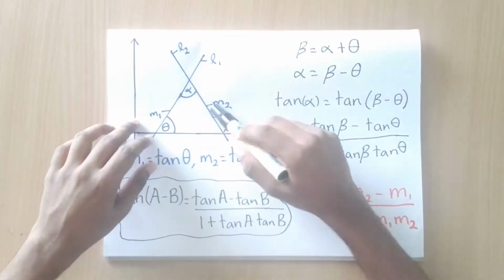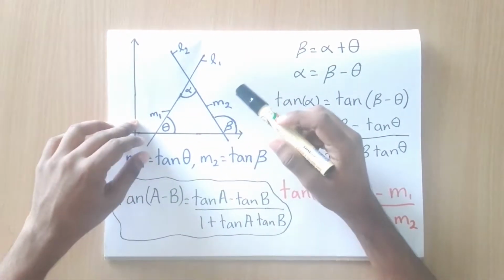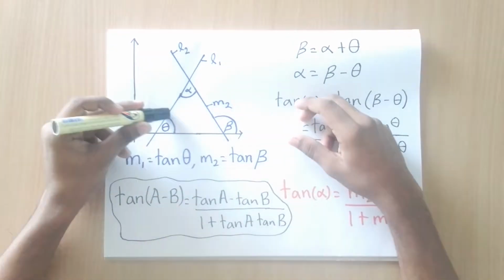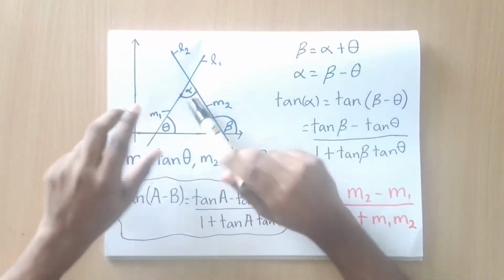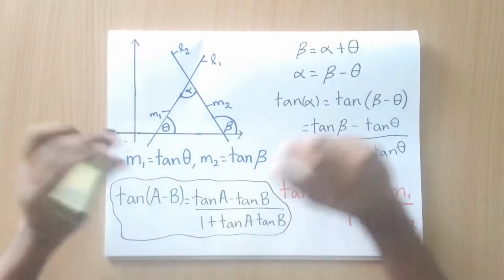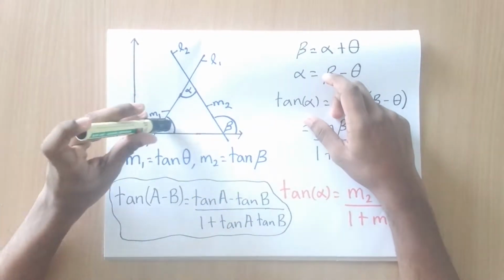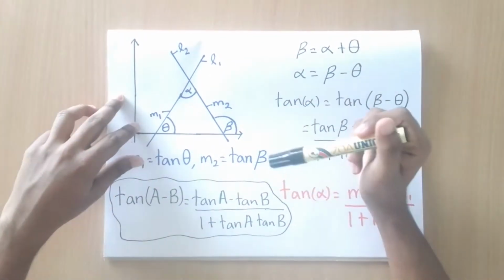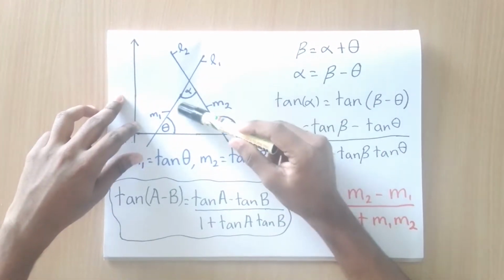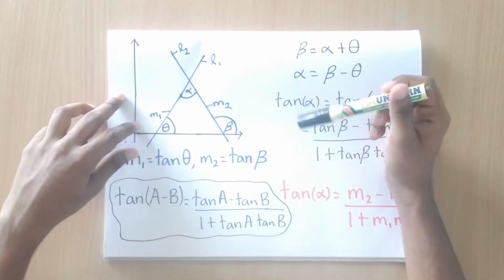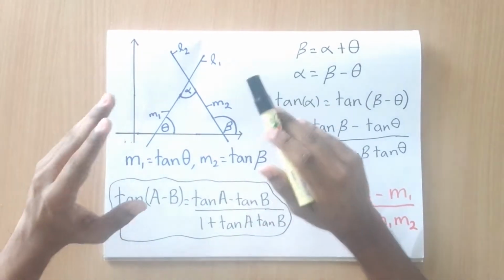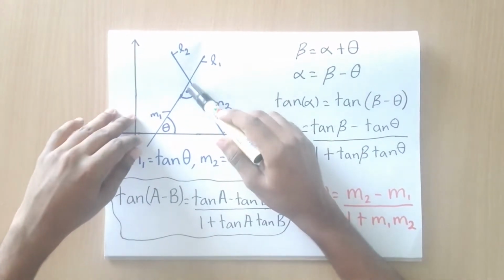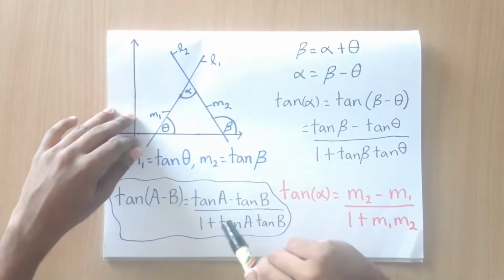Let's take these two lines L1 and L2. Let's say that the gradient of this line is M1 and this line M2. We can say that M1 equals tan theta and M2 equals tan beta. Let alpha be the angle between these two lines. So now our goal is to find an equation for this angle alpha.